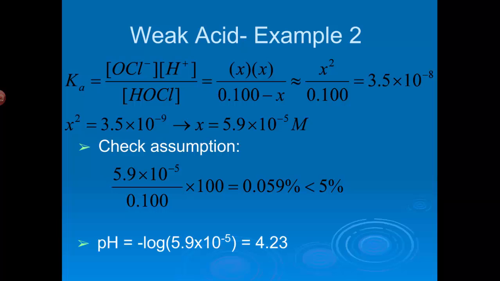So my X value is the concentration of H plus. Take the negative log of that, you've got 4.23. It's really not that difficult if you follow the steps. Do it in little steps.